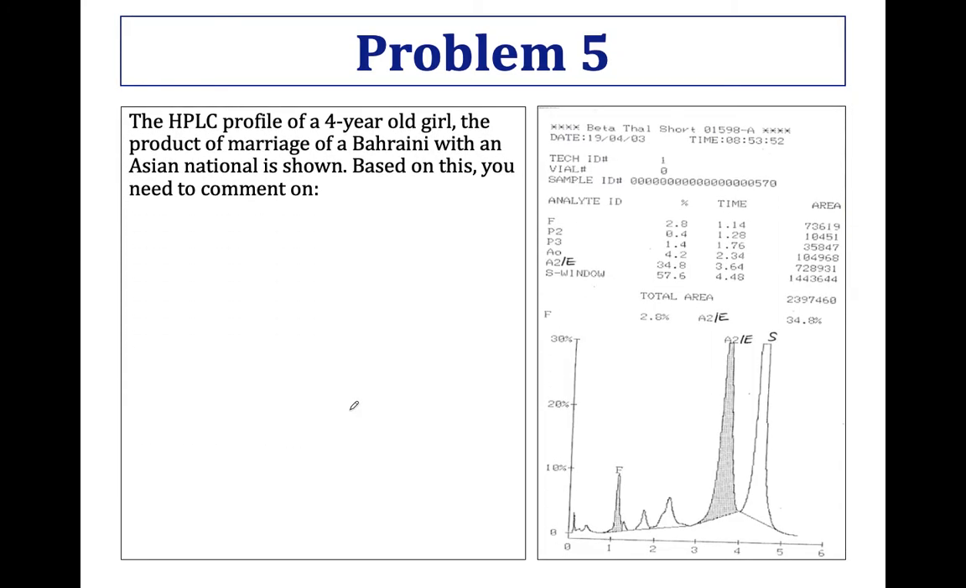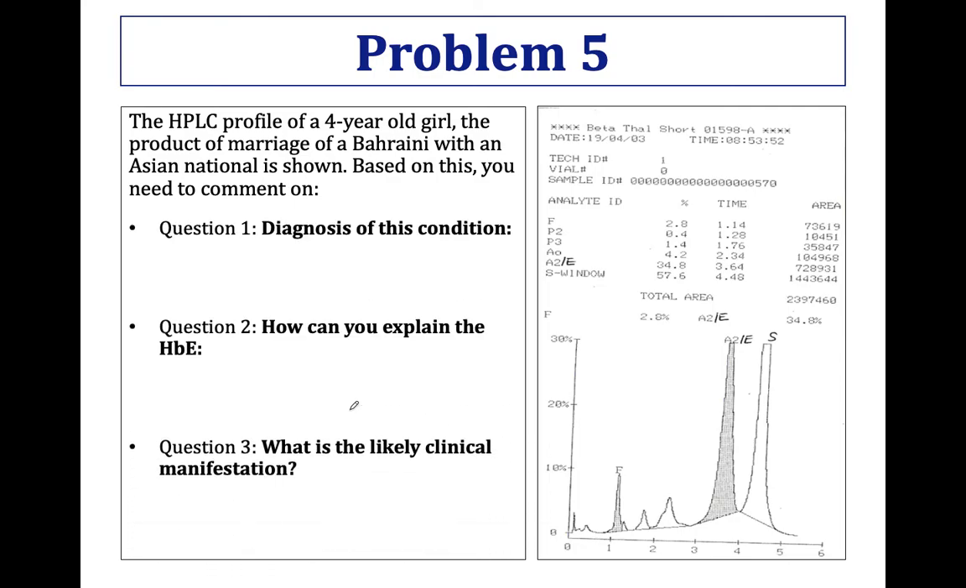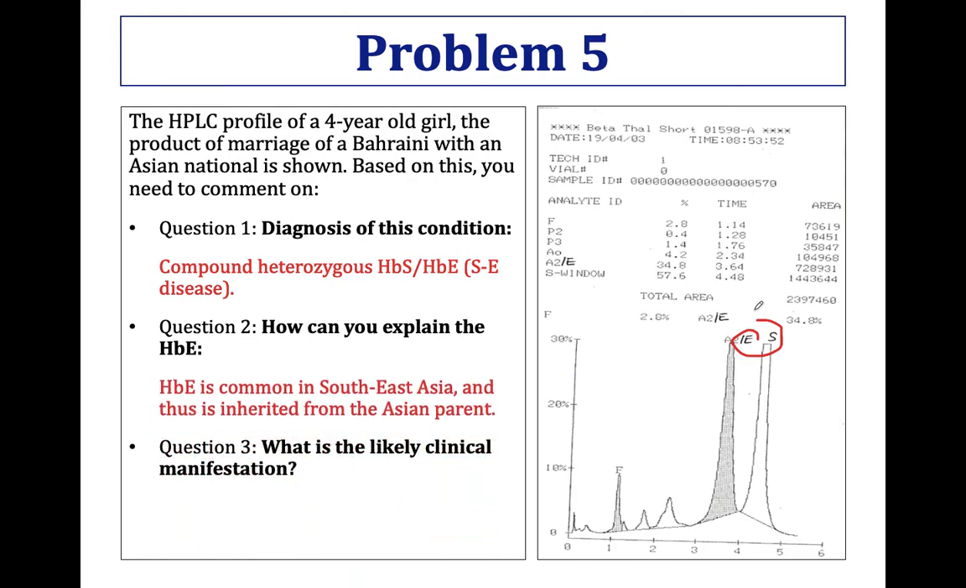This is a 4-year-old girl coming from Asia, and you need to comment on the diagnosis. Of course, here you have hemoglobin ES, right? Compound heterozygous. How can you explain the hemoglobin E? Hemoglobin E is very common in Asia. We didn't tell you about it.